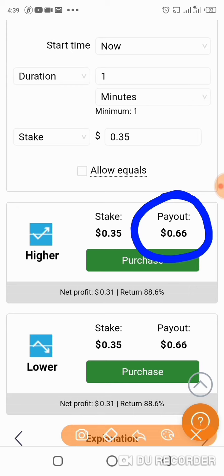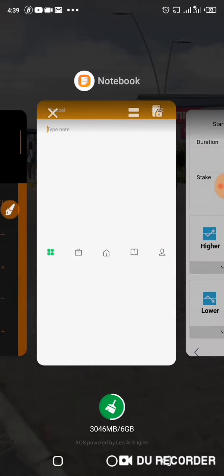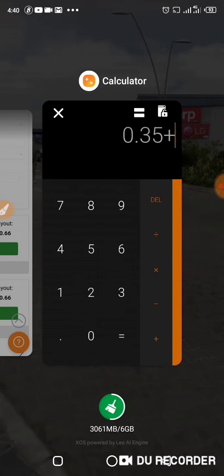That's both the 0.35 and the 0.31. The total payout will be 0.66, where 0.35 is our stake and 0.31 is our profit, altogether 0.66. But if the first trade was a loss, we are going to lose 0.35. So let me put it here: the first stake was 0.35, and the 0.35 was a loss.